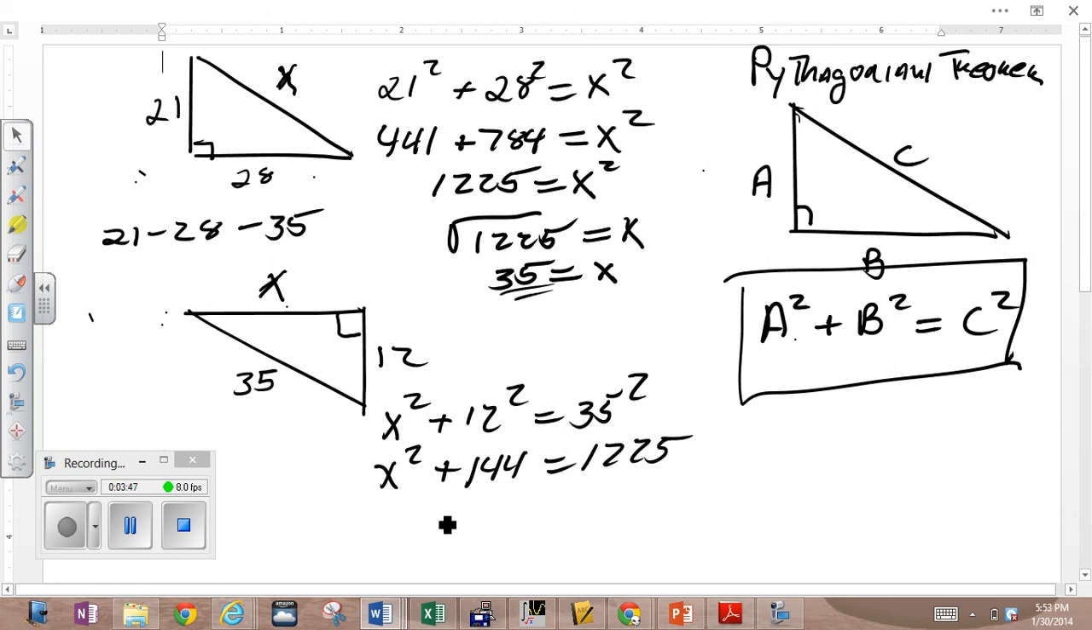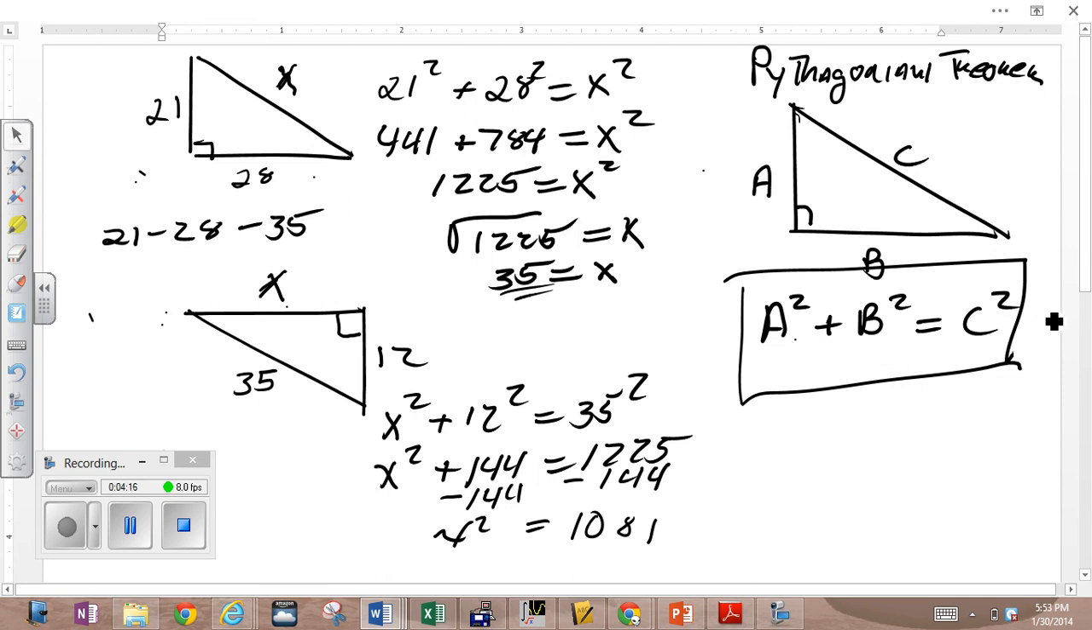Now again, I want x squared, so solving this equation means subtracting 144 from both sides. So subtract 144 from both sides. Doing that, I get 1,081, I believe, is what x squared is. Again, just the difference here, 1,081.